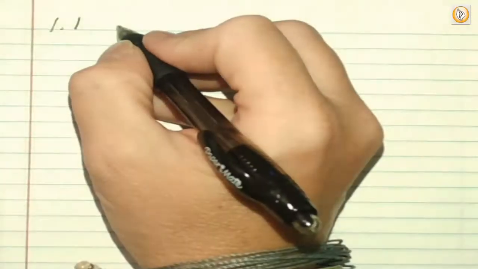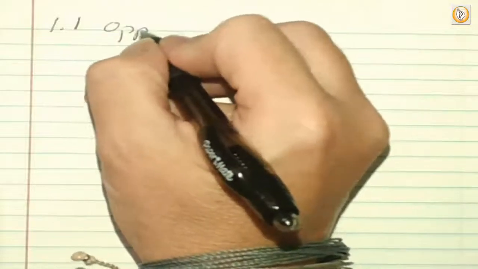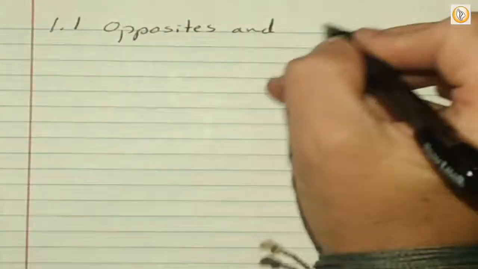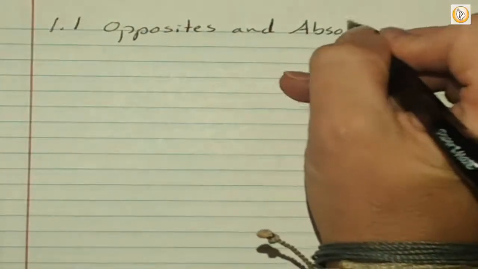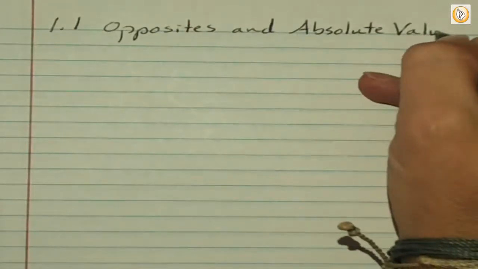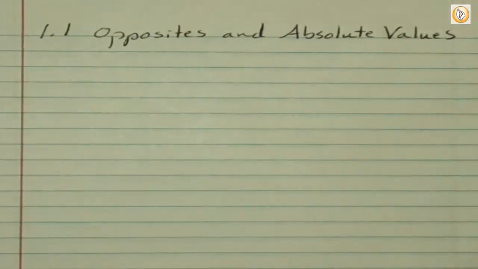1.1. Very first thing. We're talking about opposites and absolute values. Opposites and absolute values.